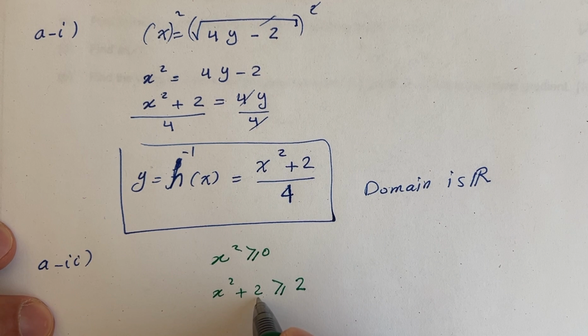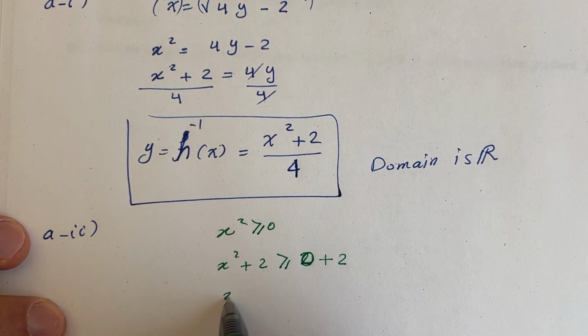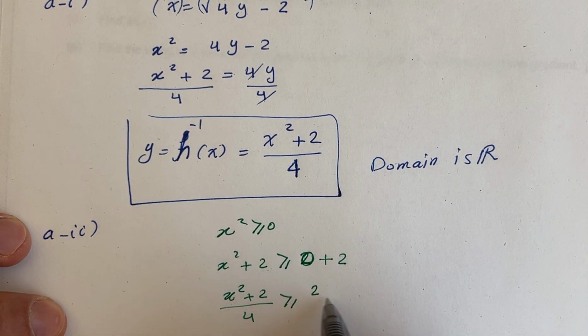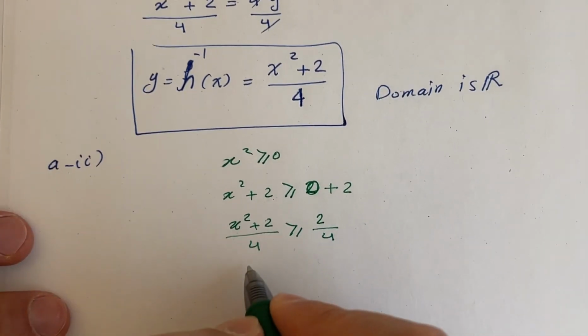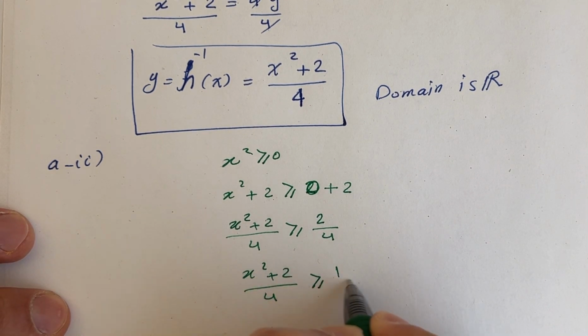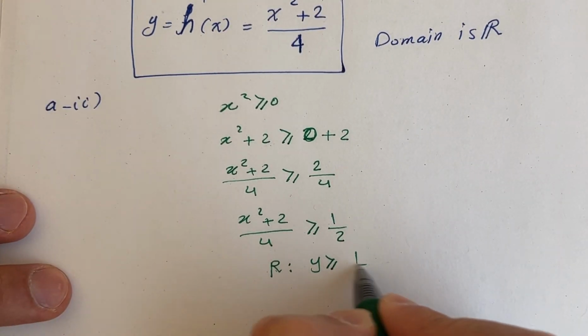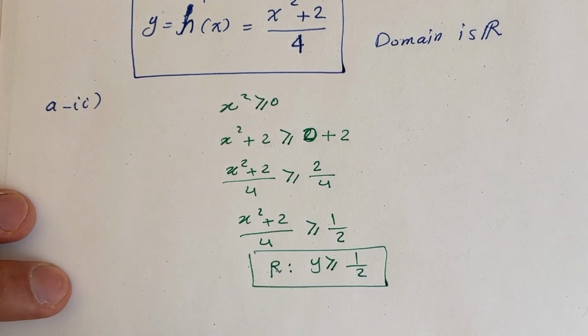Now let's divide by 4, because here you will add 2 to both sides, which is 0 plus 2. I'm adding 2 to both sides. Then now I will divide by 4, x squared plus 2 over 4 greater or equal to 2 over 4. So x squared plus 2 over 4 is greater or equal to 1/2, which is the range. So y greater or equal to 1/2. This is the range.